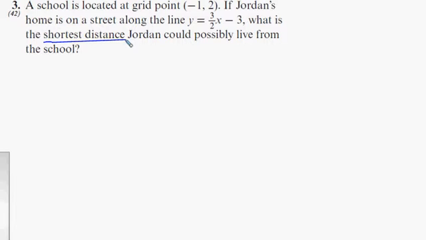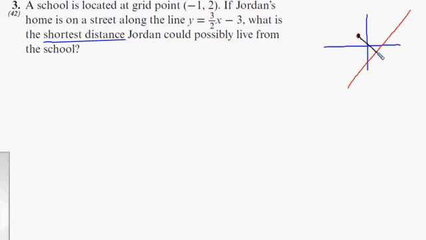So I'm just going to draw a small little coordinate plane to represent what's going on here. We know (-1, 2) is in this general location right here. We know that the line crosses down here at -3 somewhere and it's a positive slope. So we've got something along that line. Now what it's asking for is the shortest distance from this point to this line. In other words, what is the closest place that Jordan could possibly live? It would have to be the perpendicular line.